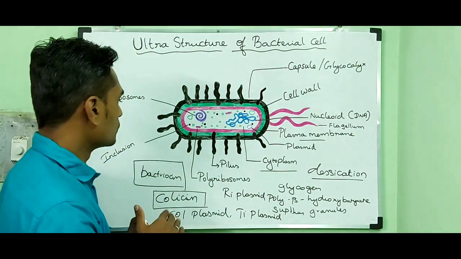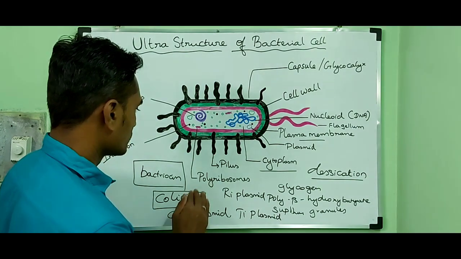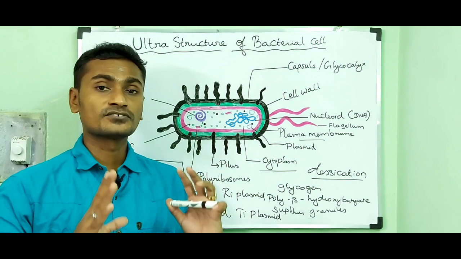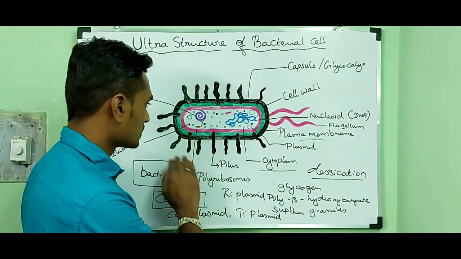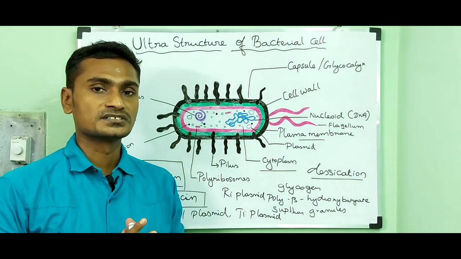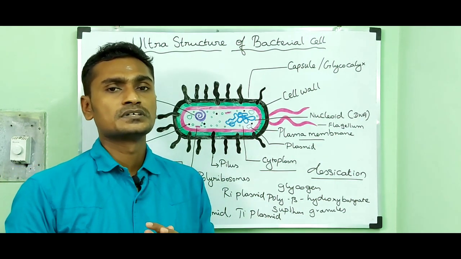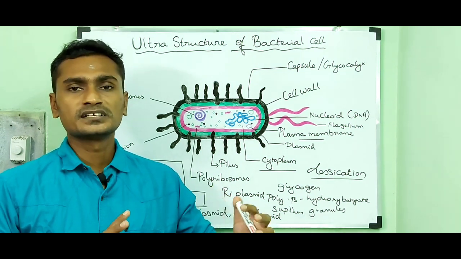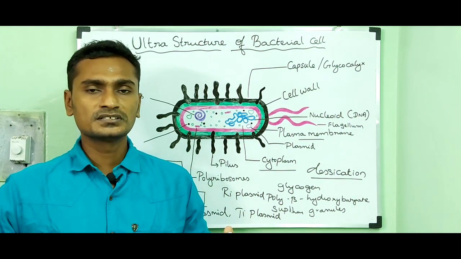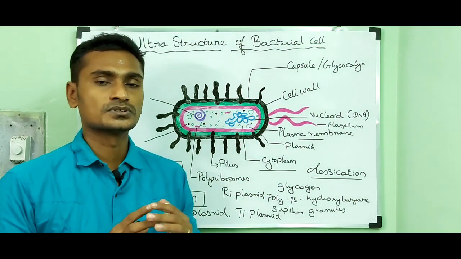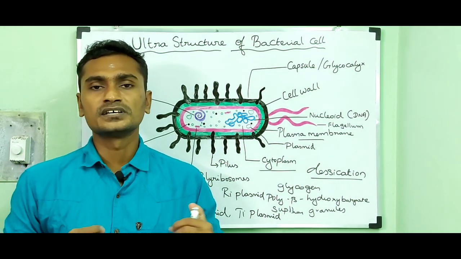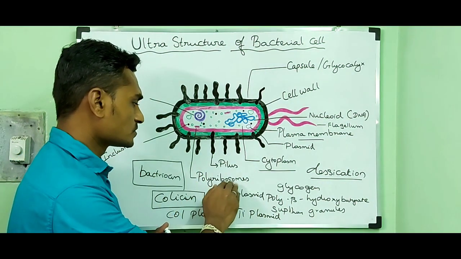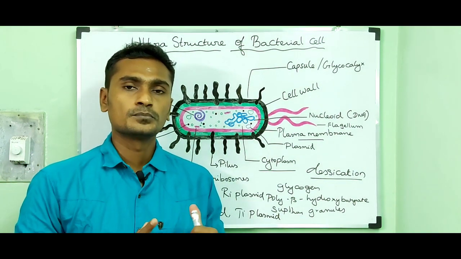Then I am going to tell about the ribosomes, that is, polyribosomes. Ribosomes are otherwise called the site of protein synthesis. The number of ribosomes varies from cell to cell, ranging from 10,000 to 15,000 ribosomes. So it shows great variation from cell to cell.